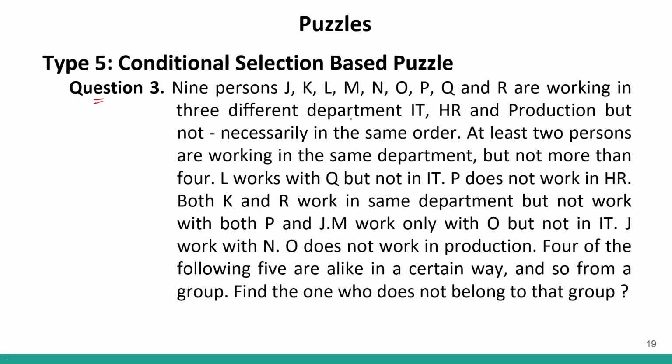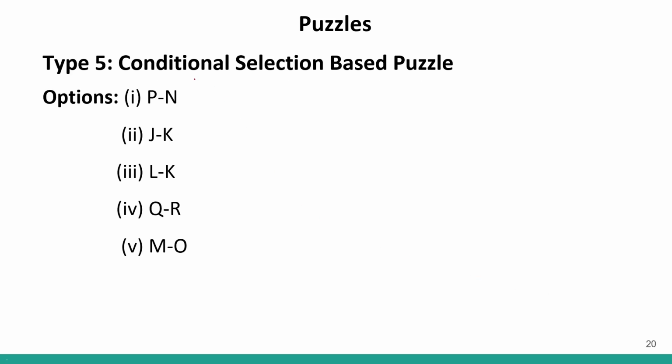Coming to question number 3, the same data is given, but the question is different. Four of the following five are alike in a certain way, so form a group. Find the one who does not belong to the group. Mainly, we have to identify the odd one out from the five options. So these are your options. Let me draw the final arrangement.